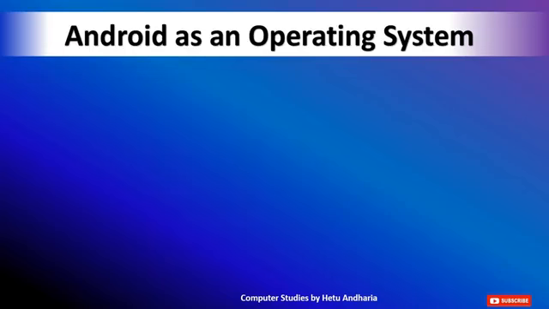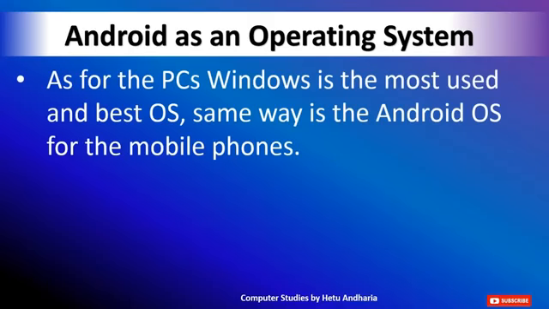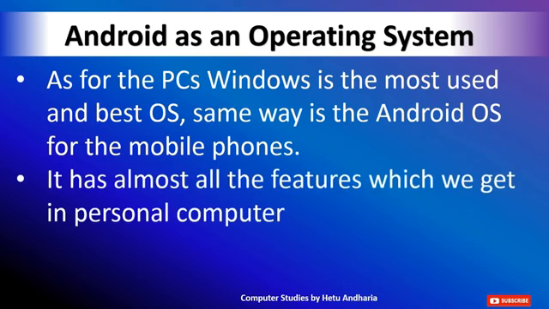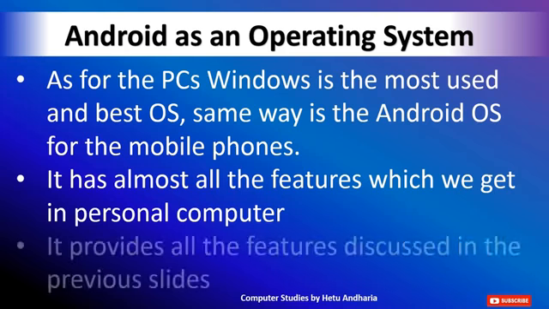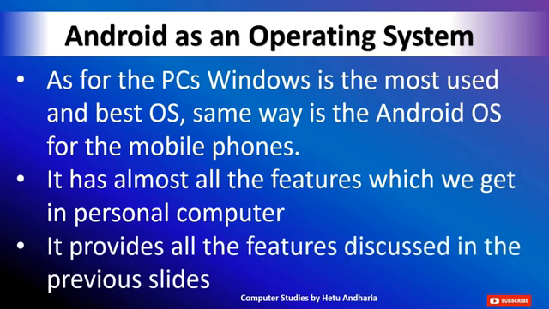Now we come to Android as an operating system. As for PCs, Windows is the most common and best operating system. Same way is the Android operating system for the smartphones. It has almost all the features which we get in a personal computer. It provides all the features discussed in the previous slides. So here we complete this video and also complete this chapter.